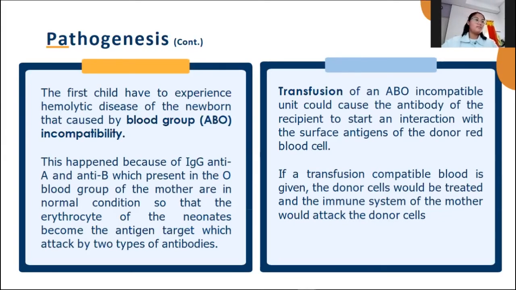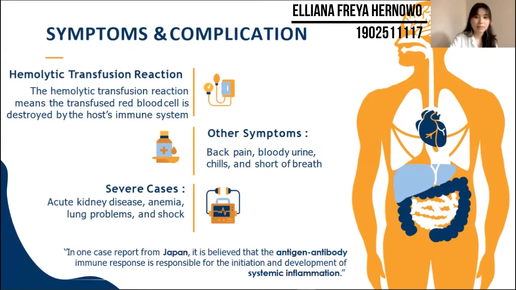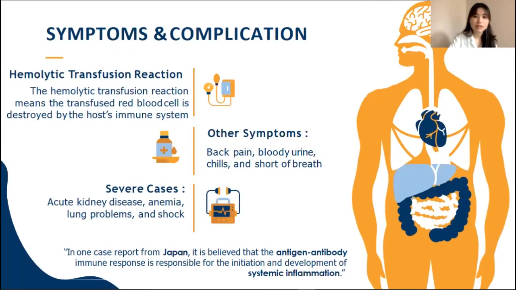Next. Symptoms and complications that might arise in the case of wrong blood group transfusion, specifically the ABO group incompatibility, are divided into several types, and one of them is the hemolytic transfusion reaction. The hemolytic transfusion reaction means that the transfused red blood cells, or the erythrocytes, are destroyed by the host immune system. Mild to severe symptoms can develop.